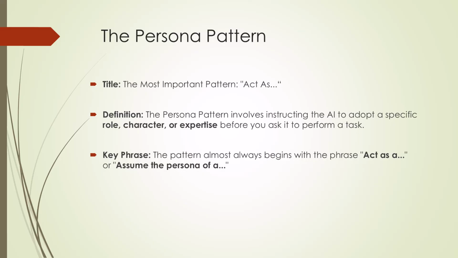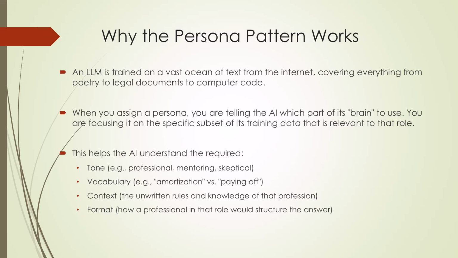The first and most important pattern we will learn is the persona pattern. This is the technique of instructing the AI to adopt a specific role, character, or level of expertise before you ask it to perform a task. The key phrase that you will use to activate this pattern almost always begins with the simple words "act as a" or "assume the persona of a." This simple instruction is the first step to unlocking expert-level responses. This might seem overly simple, but it's incredibly powerful.